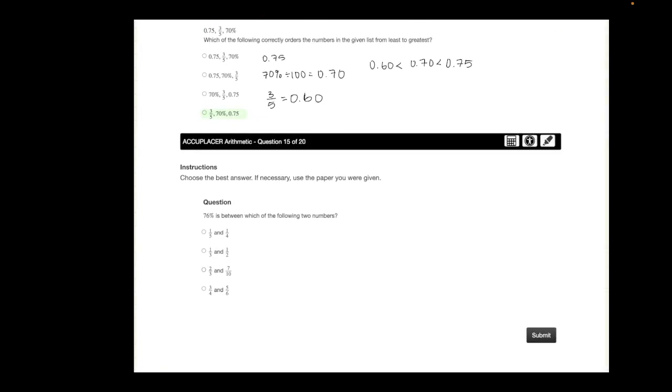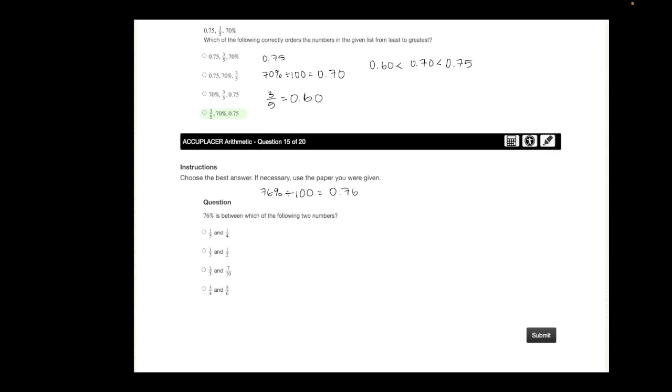76% is between which of the following two numbers? Okay, so we're going to look at each of the answer choices, and we're going to convert these fractions to decimals, because again we can convert this percentage, divide by 100, that's going to give us 0.76. So we're trying to find which of these fractions is going to have 0.76 between these two numbers. Start off with 1/5 and 1/4.